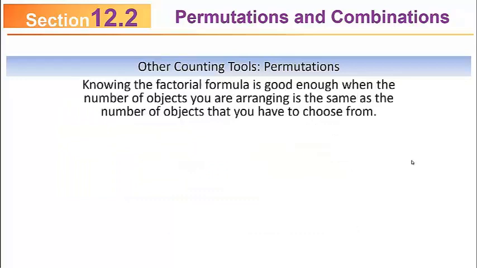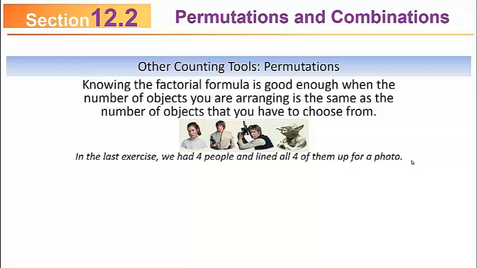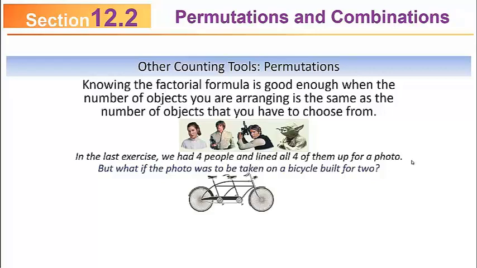Now, knowing that formula is good enough when the number of objects you're arranging is the same as the number of objects you have to choose from. Because, for example, in the last exercise, we had 4 people and we lined them all 4 up for a photo. But what if you were doing something slightly differently? Suppose we had a bicycle built for 2 and we wanted to pick 2 of those 4 people and put them on the bicycle built for 2.